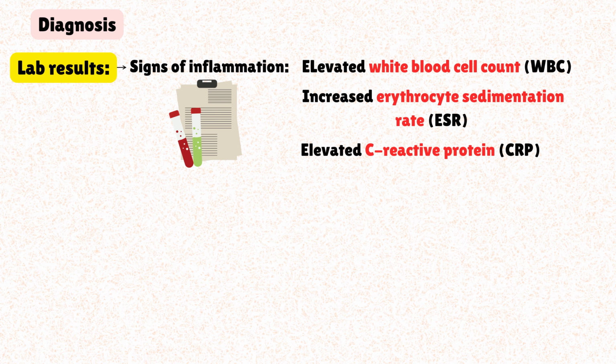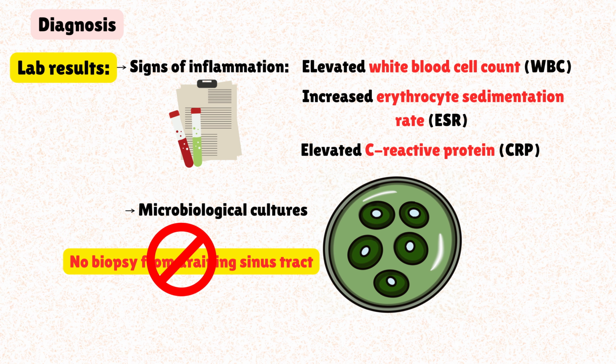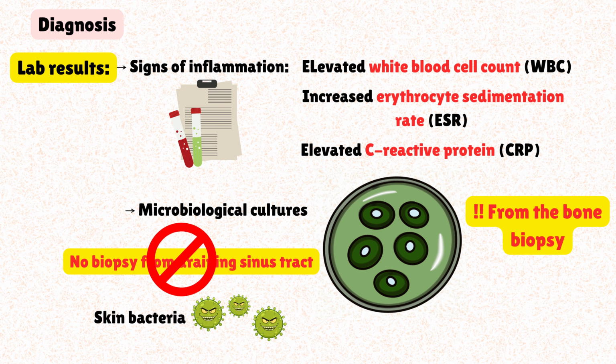The real game changer for identifying this specific bug is getting microbiological cultures. This means taking samples directly from the infected bone, usually through a bone biopsy, surgical or percutaneous. Pay attention. Getting pus from a draining sinus tract isn't always reliable because it can be contaminated with skin bacteria. But a bone biopsy gives us the best shot at identifying the causative organism.